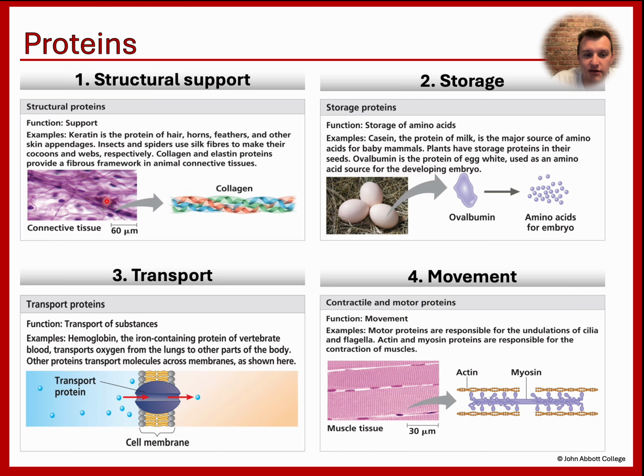So an example of this support is keratin. It's a protein in the hair. And basically, this is collagen over here. This is a type of protein, right? So this collagen helps to have this elastic property and strong structure. So this provides a good fibrous framework in animals' connective tissue. This is the tissue that's right under the first skin layer, and it forms this meshwork.